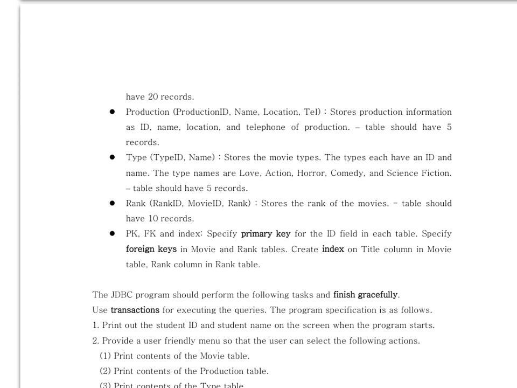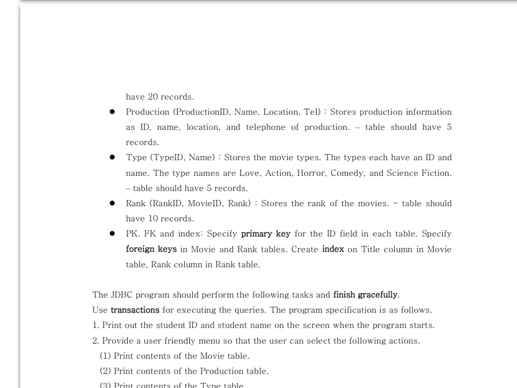And then you have the type of the movies. There's a type ID and a name column for the type. The type could be love, action, horror, comedy, and science fiction. So in total you'll have these 5 records.